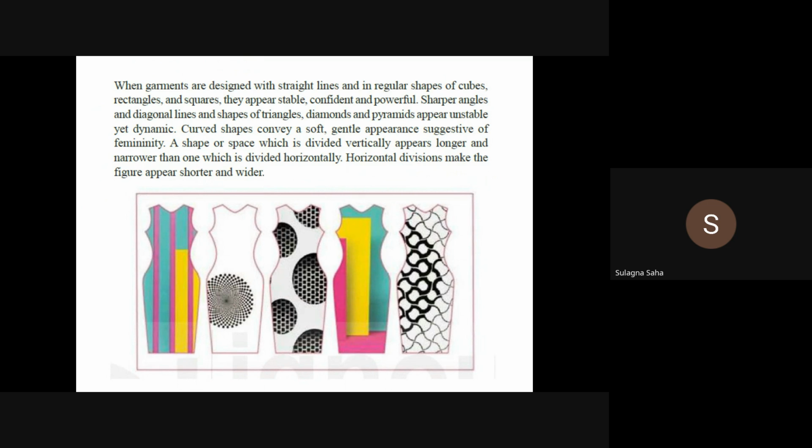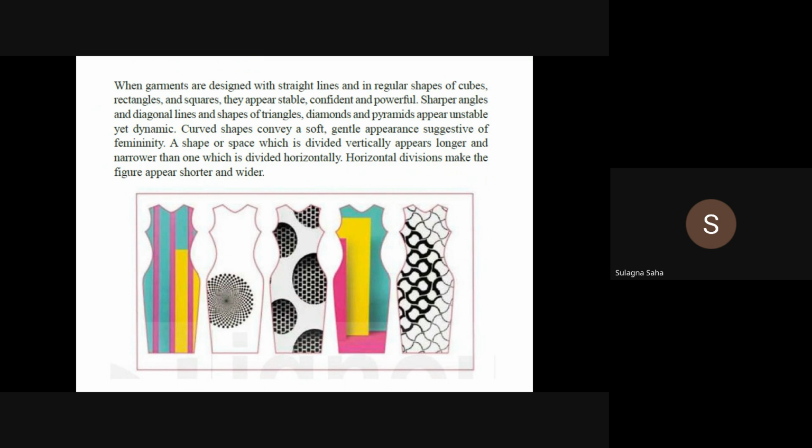Garments can be designed with straight lines and regular shapes like cubes, rectangles, and squares. In those cases, they appear very stable. The sharper the angles, diagonal lines, and shapes like triangles, diamonds, and pyramids, the more they appear unstable but also look very dynamic. Curved shapes, on the other hand, convey a very soft or gentle appearance, which generally suggests femininity.